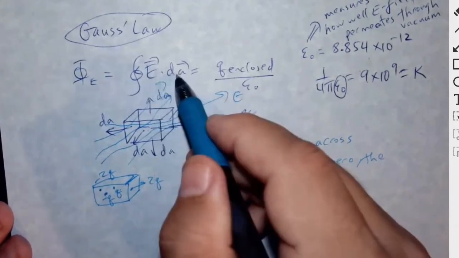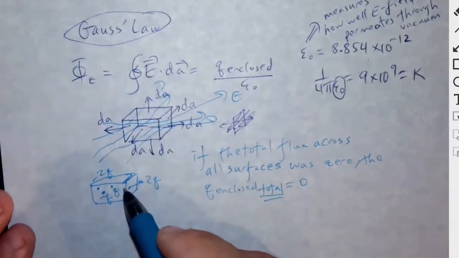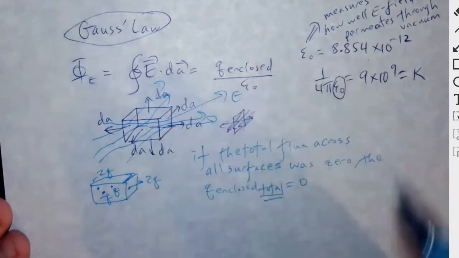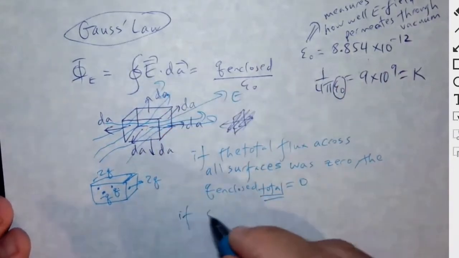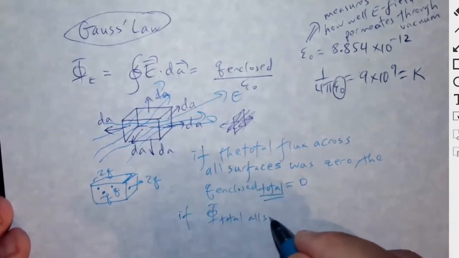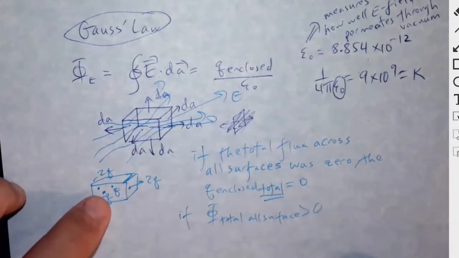But if the total flux is not zero, then that means there is more. Let's say the total flux is positive, right? So if the total flux through all surfaces is positive, then what's the net charge inside? Positive or negative?